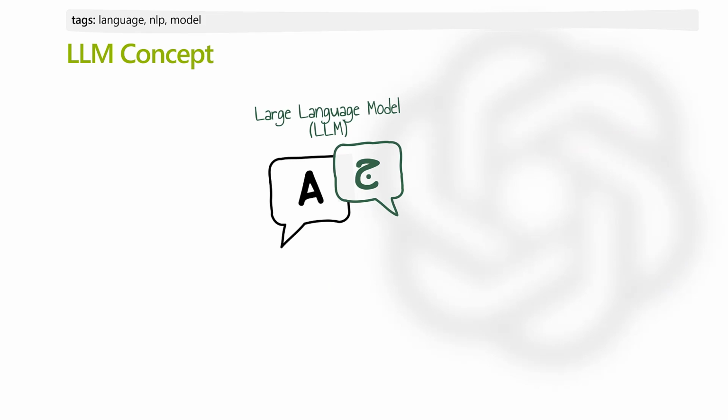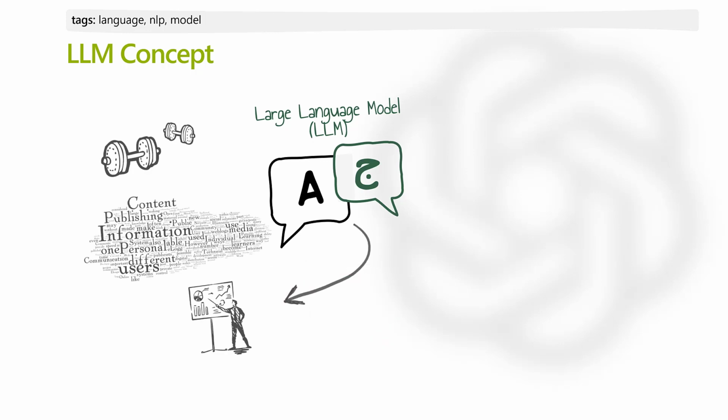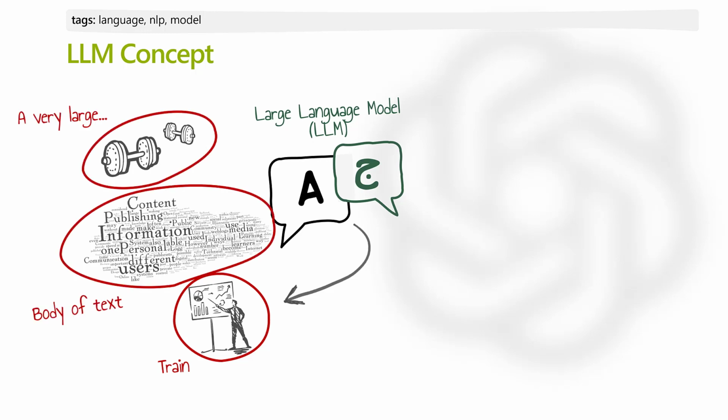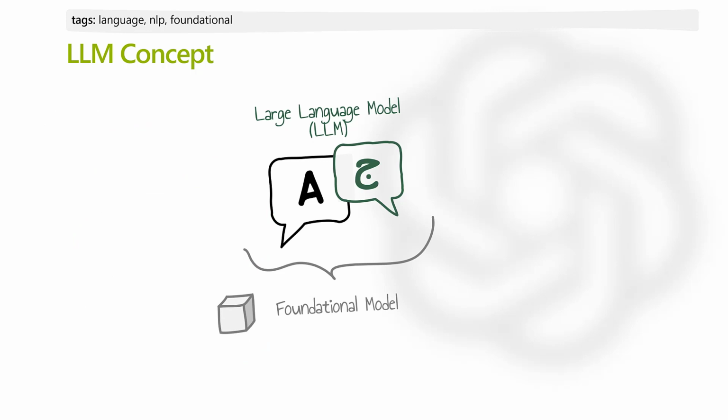In reality, a large language model is just a concept like object-oriented programming. It's not related to any specific vendor or platform. An LLM, or large language model, is just a machine learning model which has been trained like any machine learning model should be. It is called large because it's been trained on a very large corpus, a very large body of text. The term foundational model is also used for an LLM.